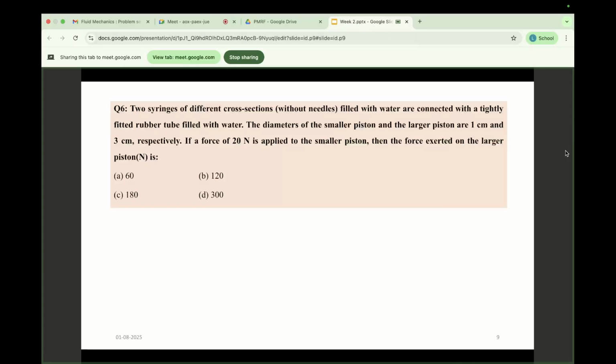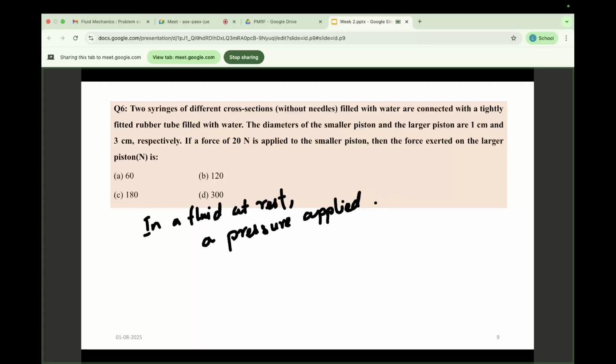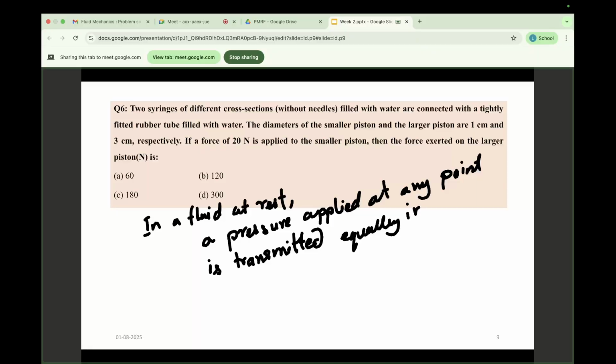So here, Pascal's law states that in a fluid, if it is at rest, remember this condition, that the fluid should be at rest, then if I apply pressure at any point, it is transmitted equally in all directions.